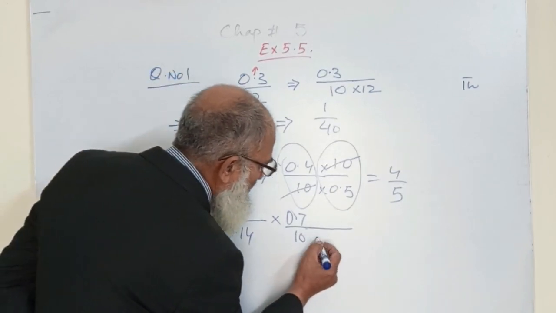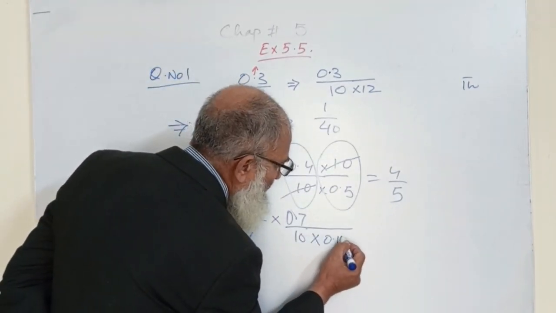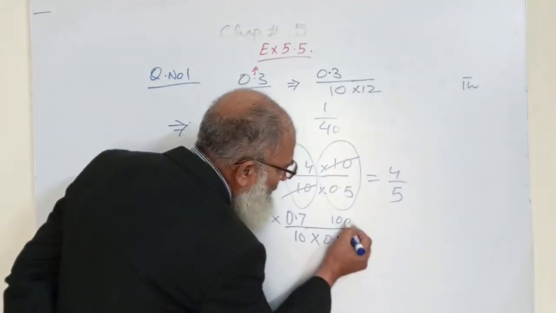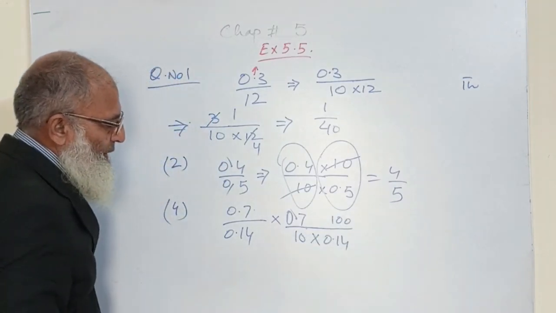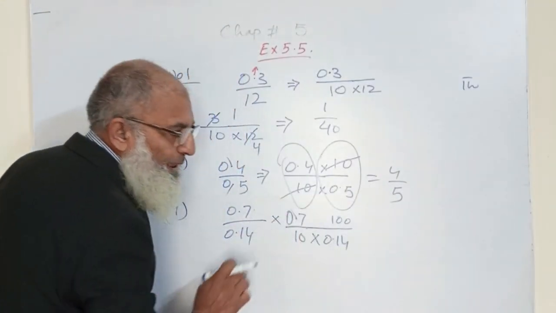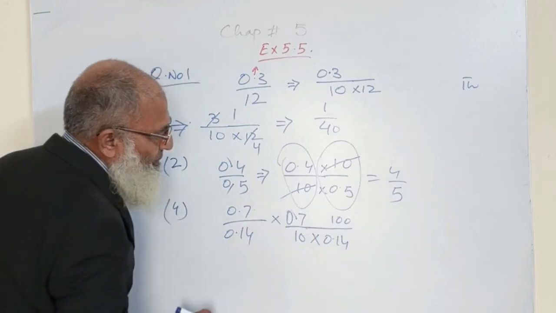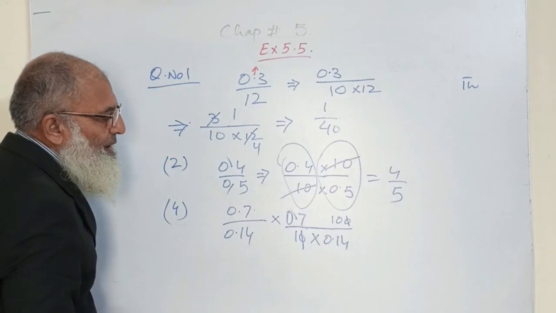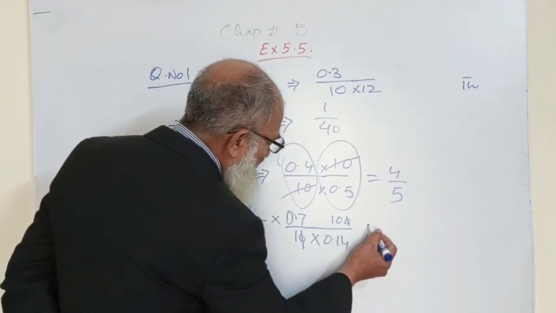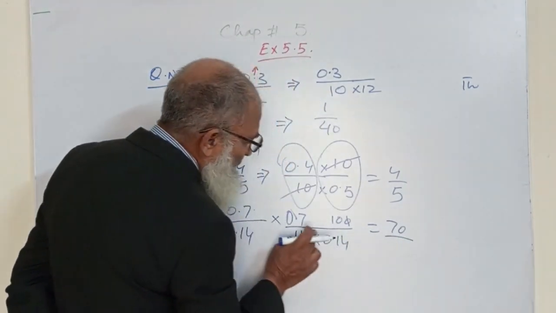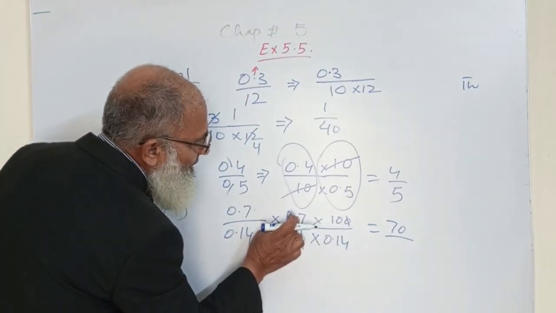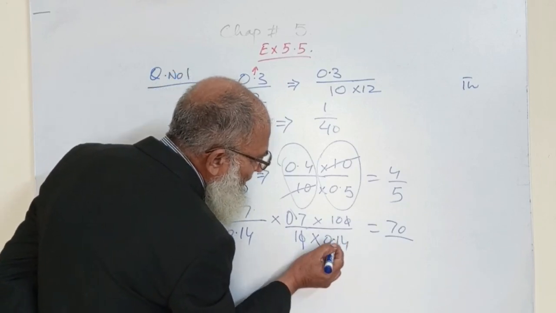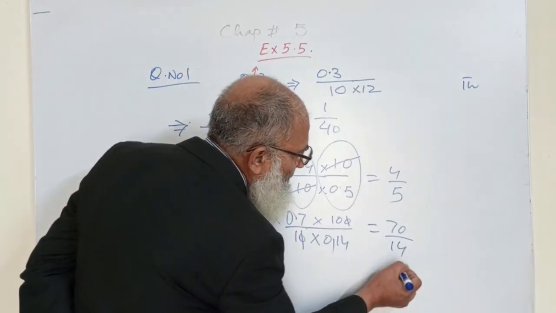Now what about this 14? 0.14 will become 1 with 2 zeros, 2 places, 2 zeros. Now you see this 10 goes with this 0. So we are left with 70 because 7 is multiplied 10 times, 70, and 1 is multiplied 14 times. Now this is also removed, 14.